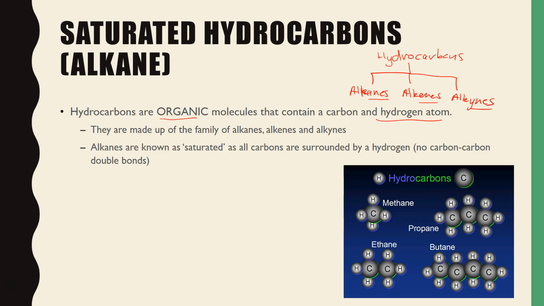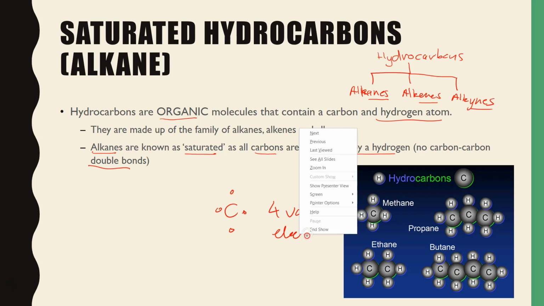So alkanes, which is what we're going to be talking about today, are saturated hydrocarbons, which means all their carbons are surrounded by a hydrogen atom or a carbon atom. So there are no double bonds in alkanes. For example, here we know that carbon has 4 valence electrons. With those 4 valence electrons, all will be bonding to other atoms.